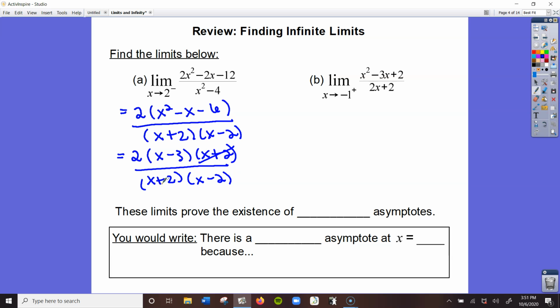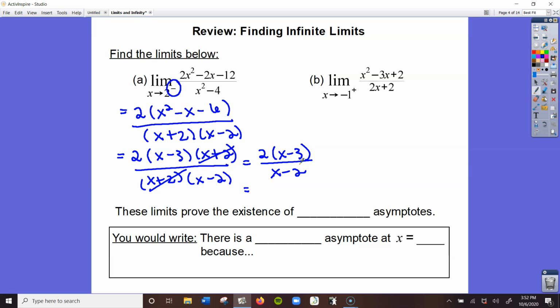So we have the x plus 2's that cancel, and I'm left with the rational function 2 times x minus 3 over x minus 2. At this point, if we could, we would plug in that x value. But if I plug in x equals 2, I still get 0 in the denominator. So this indicates that I have a vertical asymptote. Since this is approaching 2 from the left, we're going to plug in a number that is slightly to the left of 2. So let's say 1.9.